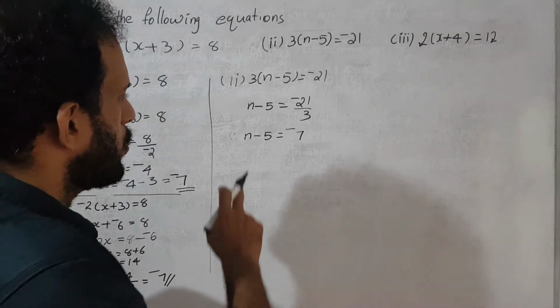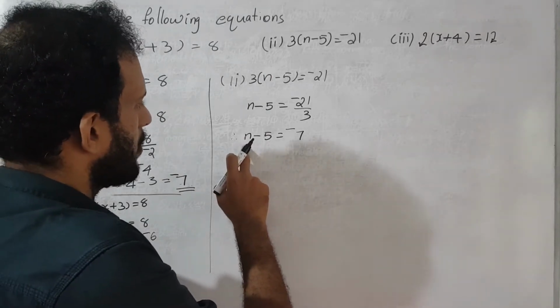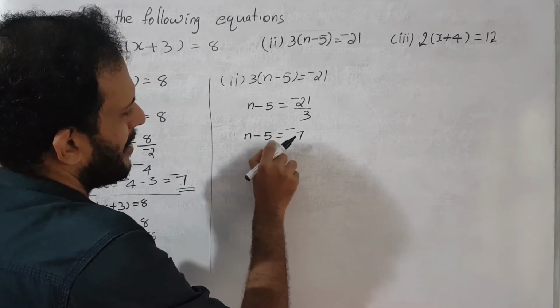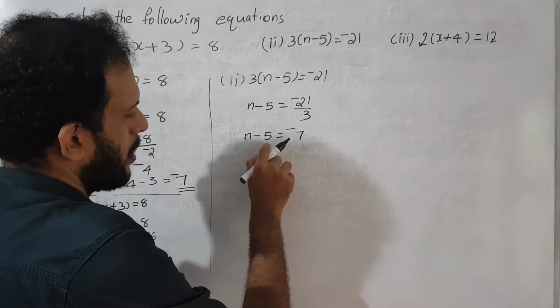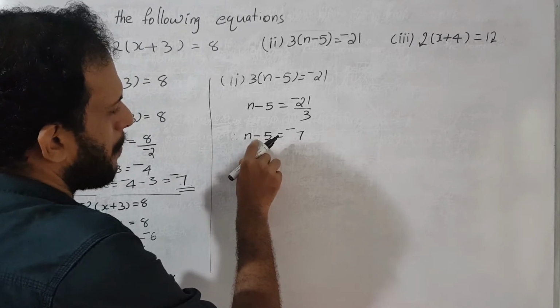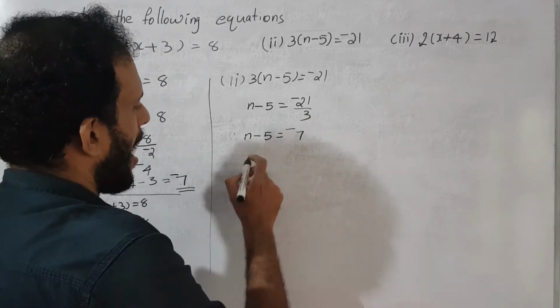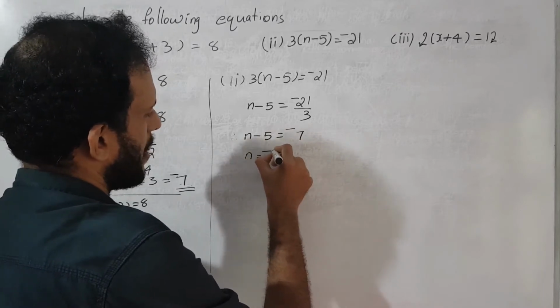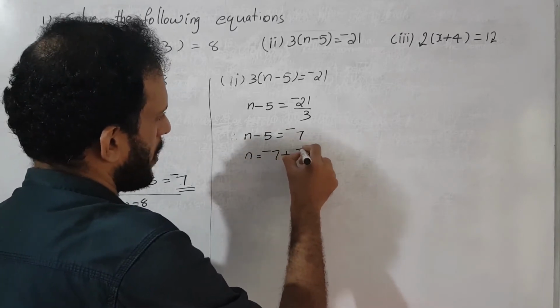Next we need to find the value of n, correct? So what is next? We transpose the term not containing the variable, that one is 5. What are we doing with 5 here? That one is subtracting. Then what is the change? Add. Therefore n is equal to minus 7 plus 5.